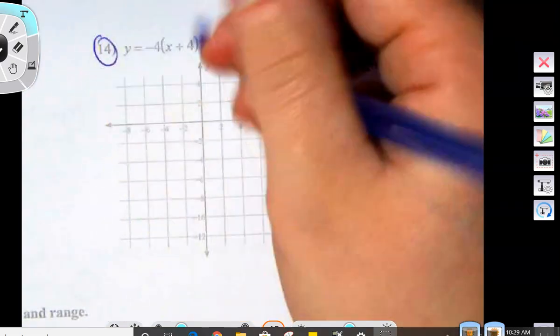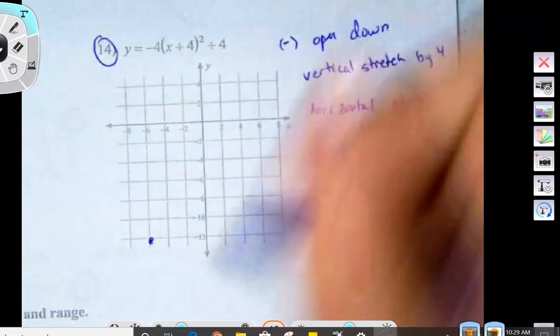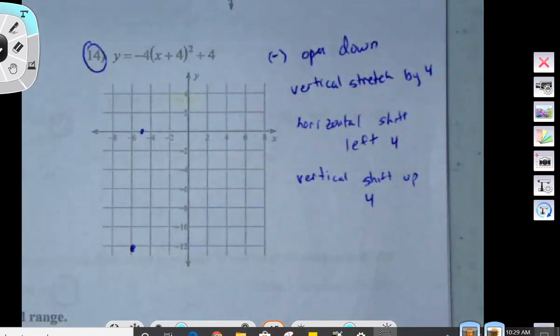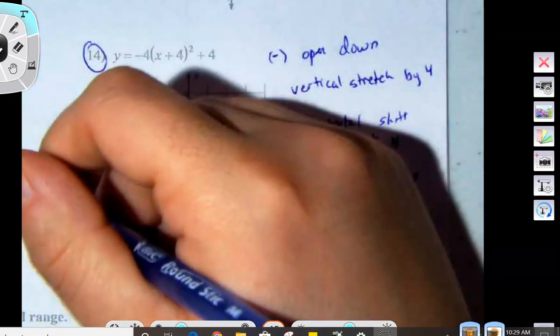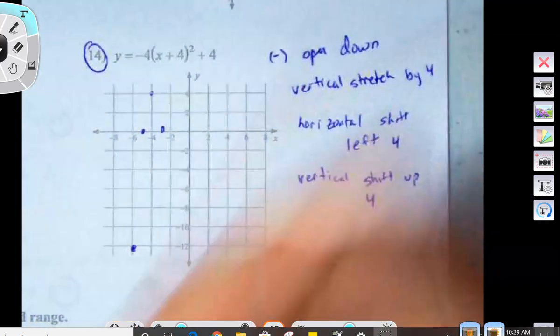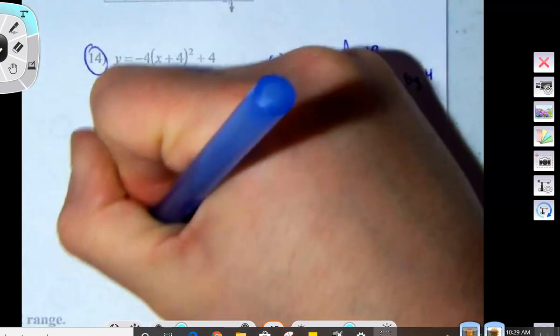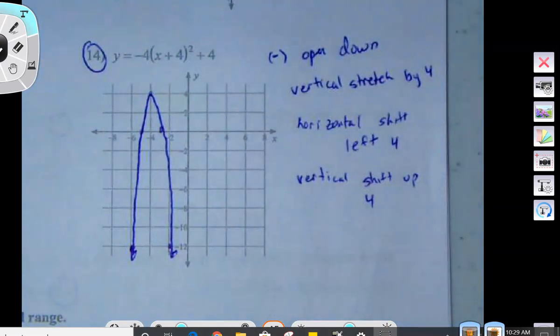So we have -6, -12. And this graph is going by 2s, so -5, 0, so in the middle of that. And then we have -4, 4. And we have -3, 0, so in the middle of -2 and -4. And then we have -2, -12. So if we go ahead and draw our parabola, it should look something like that.